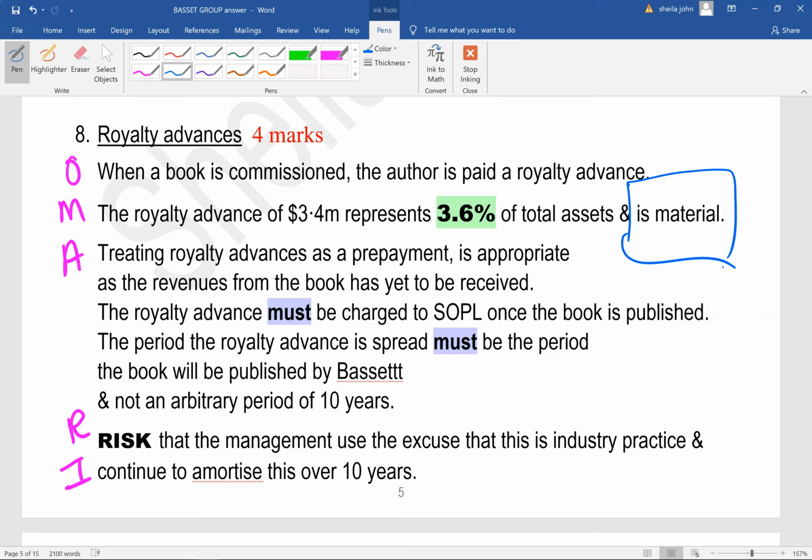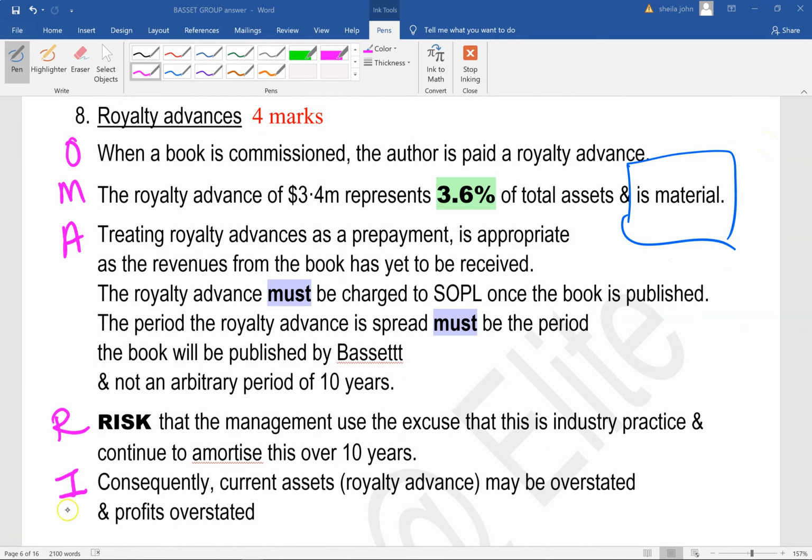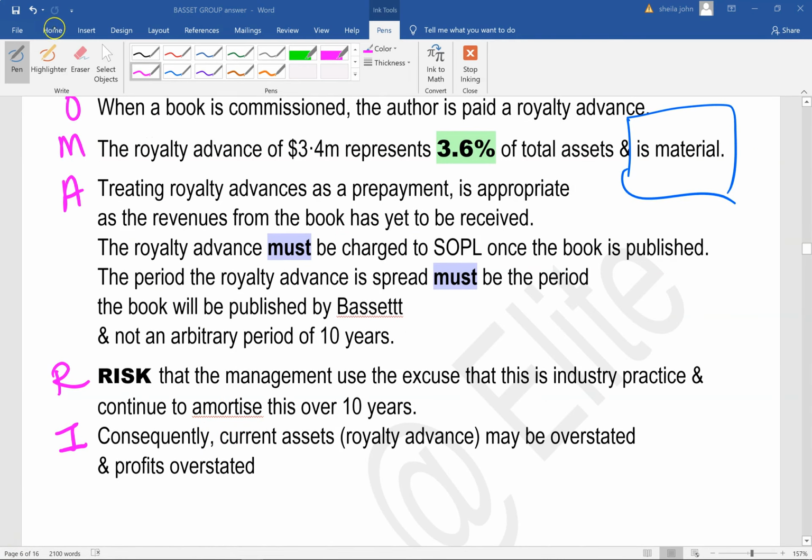Risk here is management continue to use the excuse of industry practice and continue to amortize this over 10 years. Ultimately, current assets. They did say current assets, but current assets is a very, very general classification. So here we are specifically talking about the royalty advance may actually be overstated and the profits overstated if they continue to use that 10-year period. So what's the next item in our list?